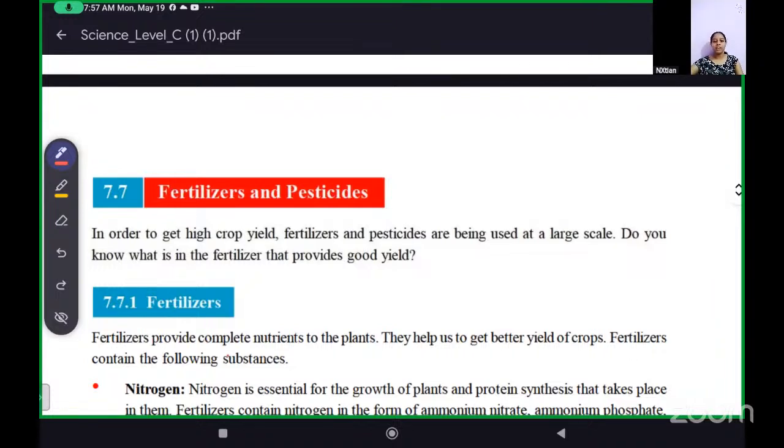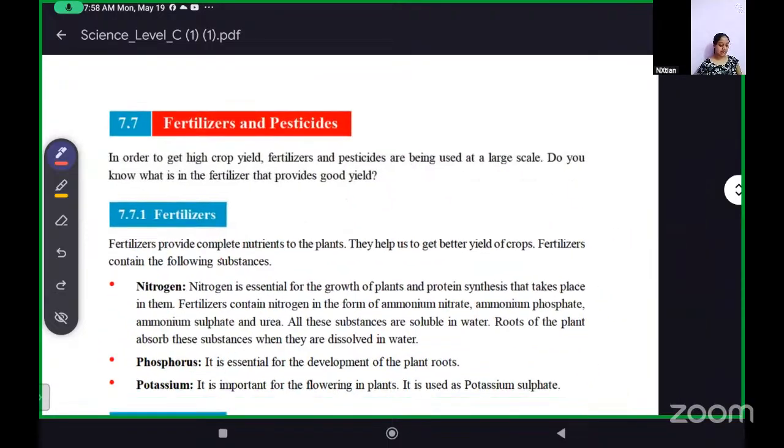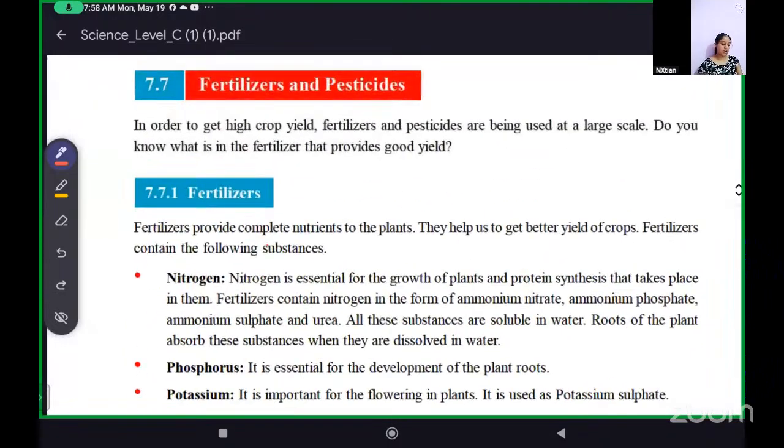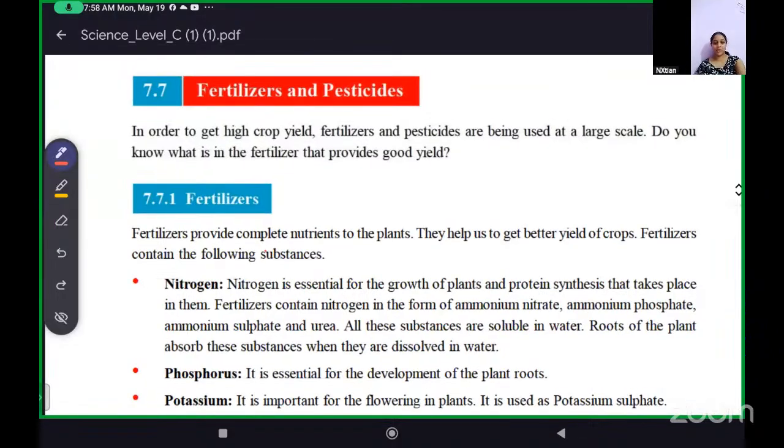Okay, now we have fertilizers and pesticides. In order to get high crop yield, fertilizers and pesticides are being used on a large scale. Do you know what is in the fertilizer that provides good yield? When we use fertilizers for crops, they work as a good thing for them. The crops give more produce, and we get healthy crops. How exactly does that work? So the composition of fertilizers is given here.